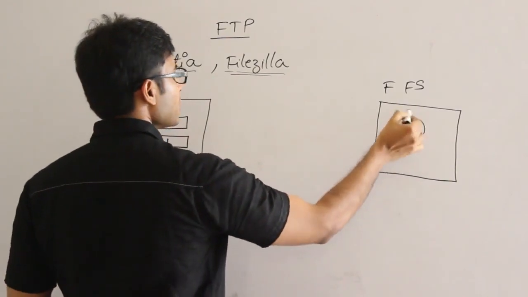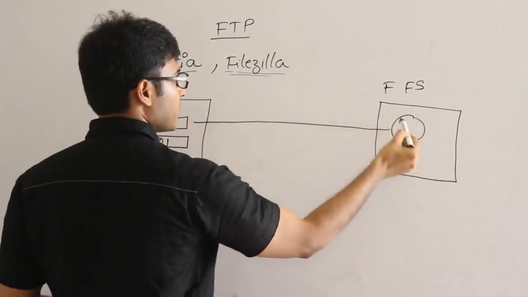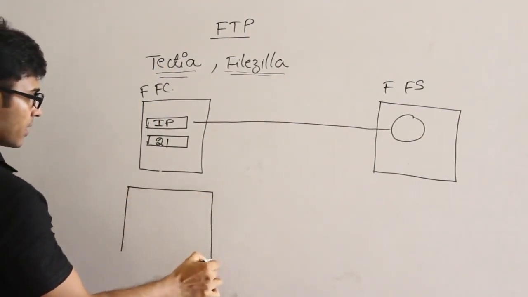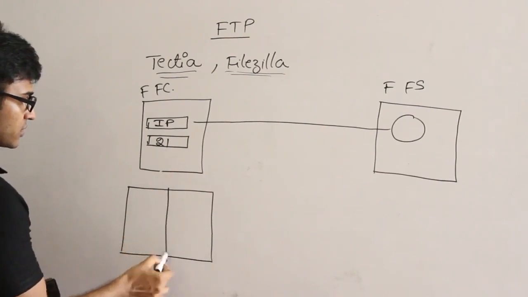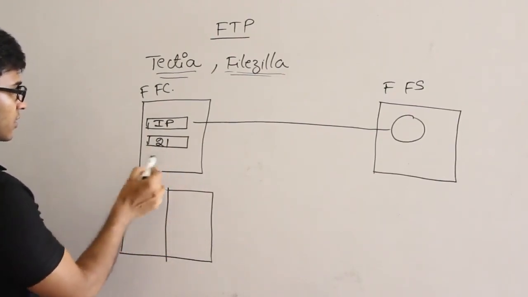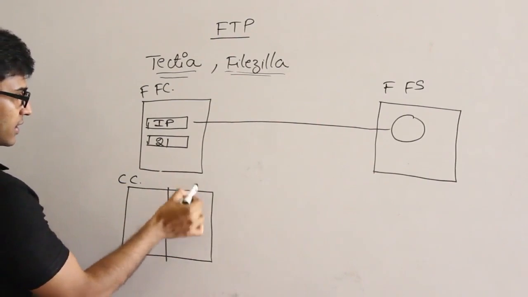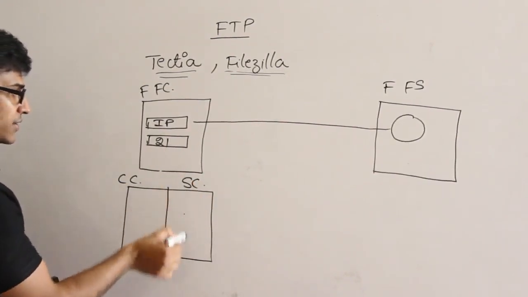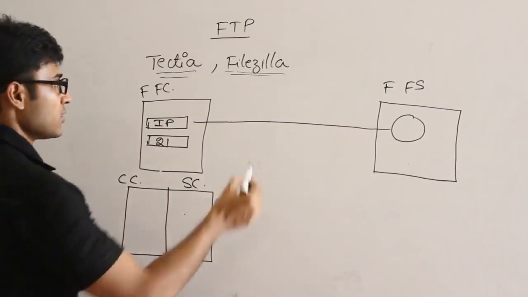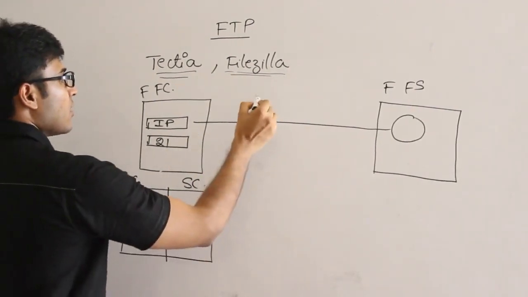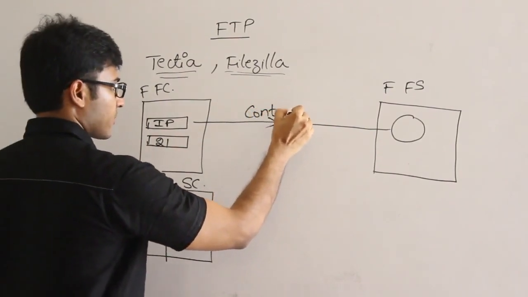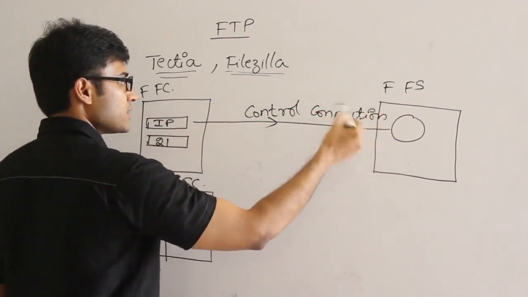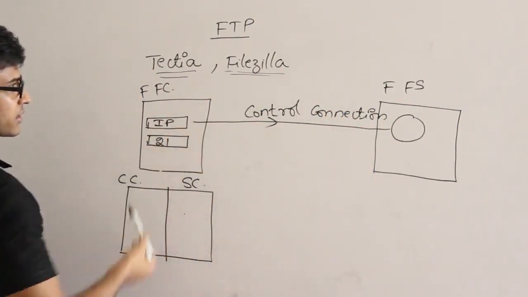Once you connect from your client, a window will open inside this file client, and in that window there will be two sides. This side will be the client computer, and this side will be the server computer. Now you can browse all the files of this server as if you are browsing your own computer. This connection is called the control connection. Control connection means you can send commands using this connection and you will get the reply using this connection.